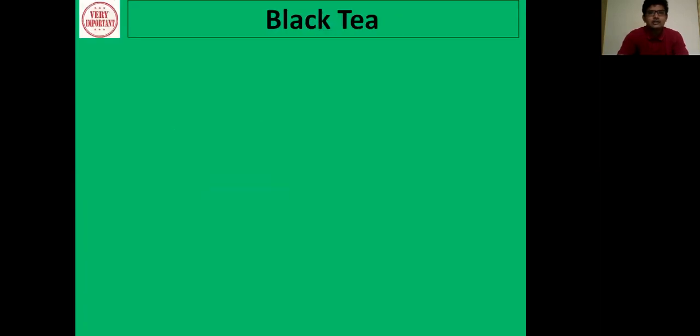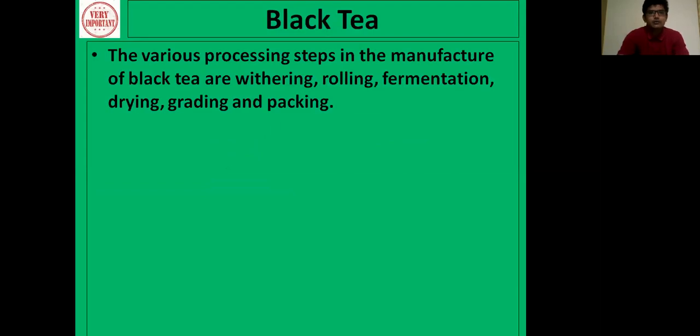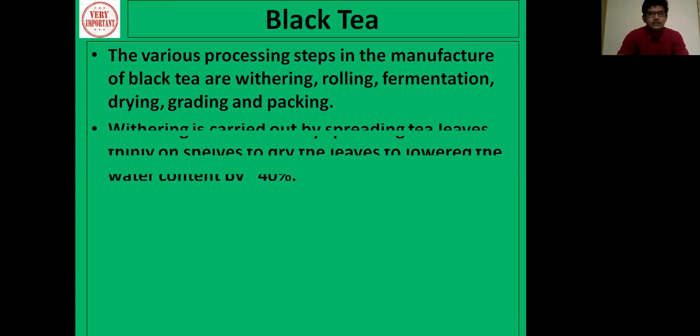So here is the process for preparation of black tea powder. The various processing steps in the manufacture of black tea are withering, rolling, fermentation, drying, grading, and packing. So these steps are involved in the preparation of black tea powder from the Camellia sinensis leaf. So here is the process.